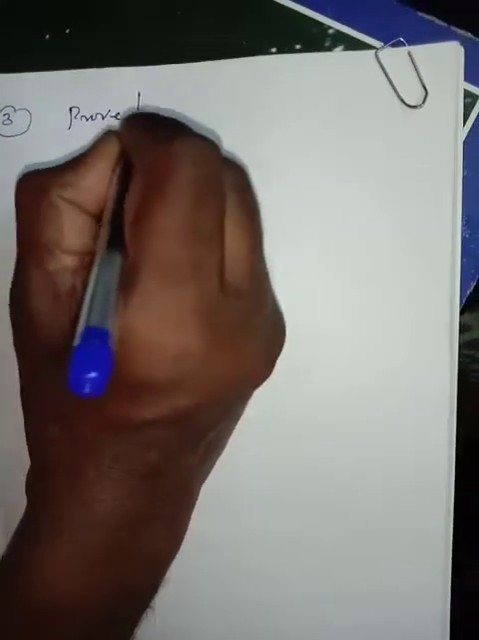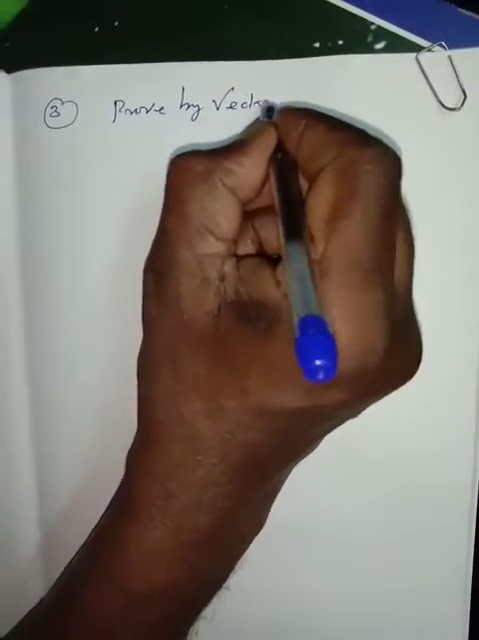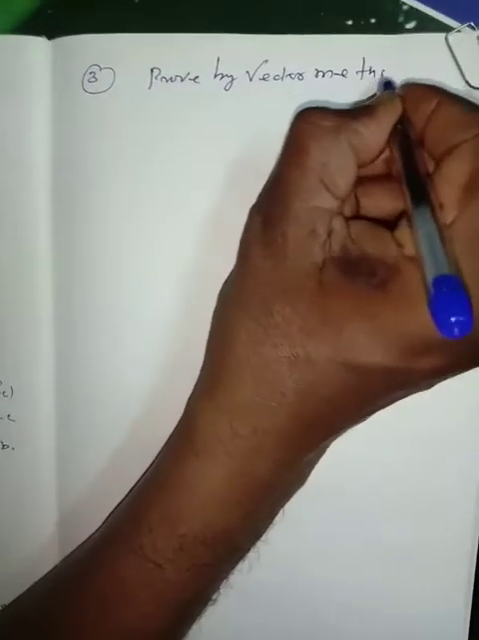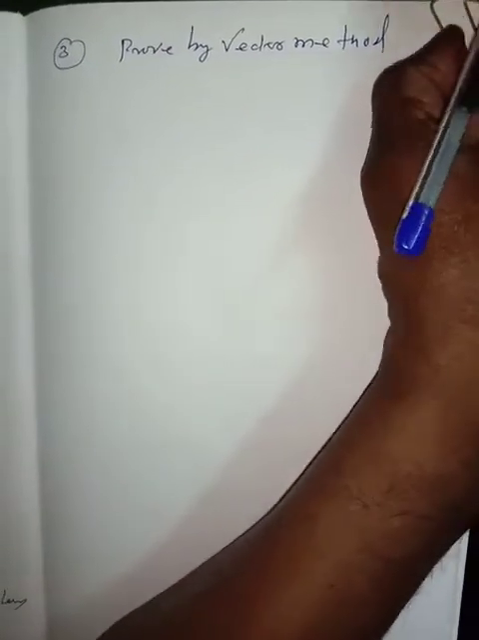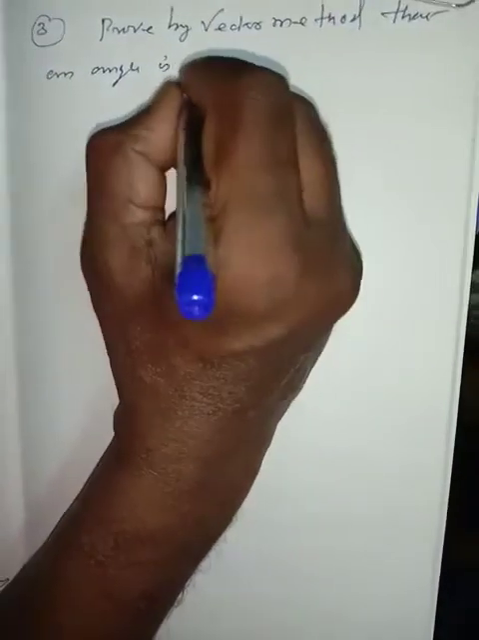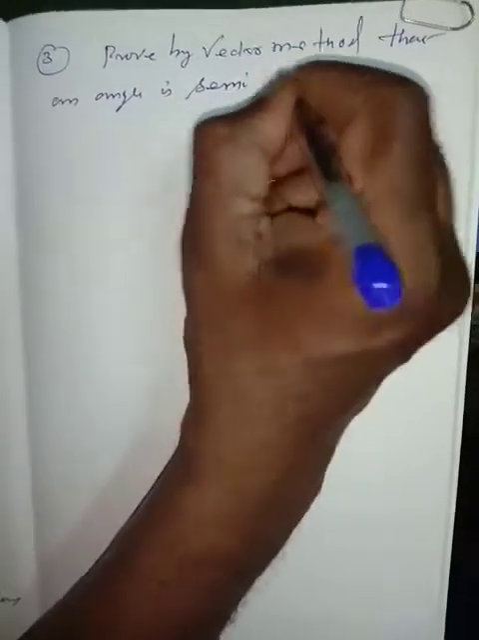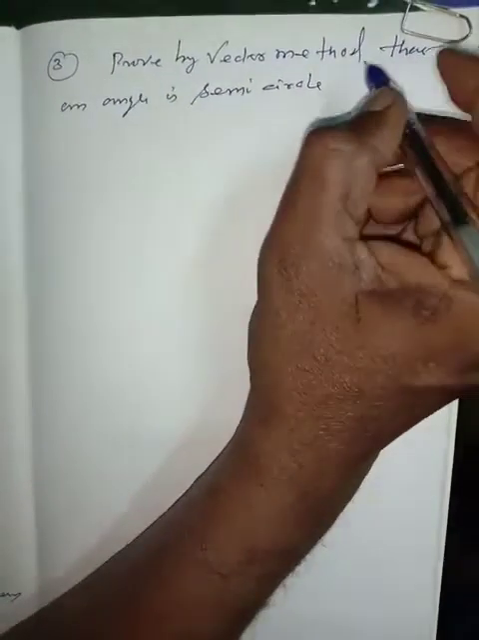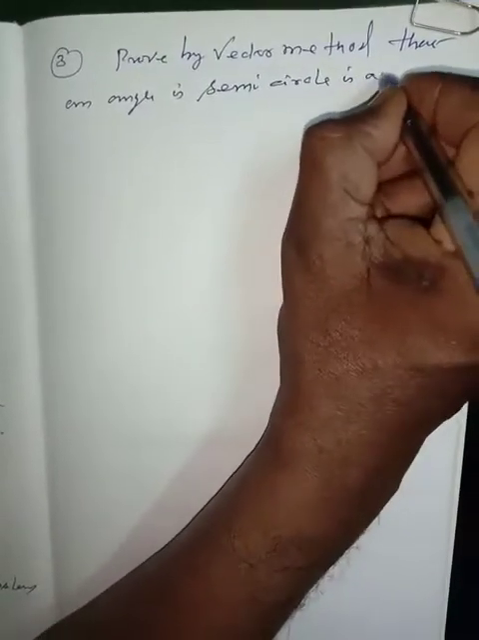Sum number 3. Prove by vector method that an angle in a semicircle is a right angle.